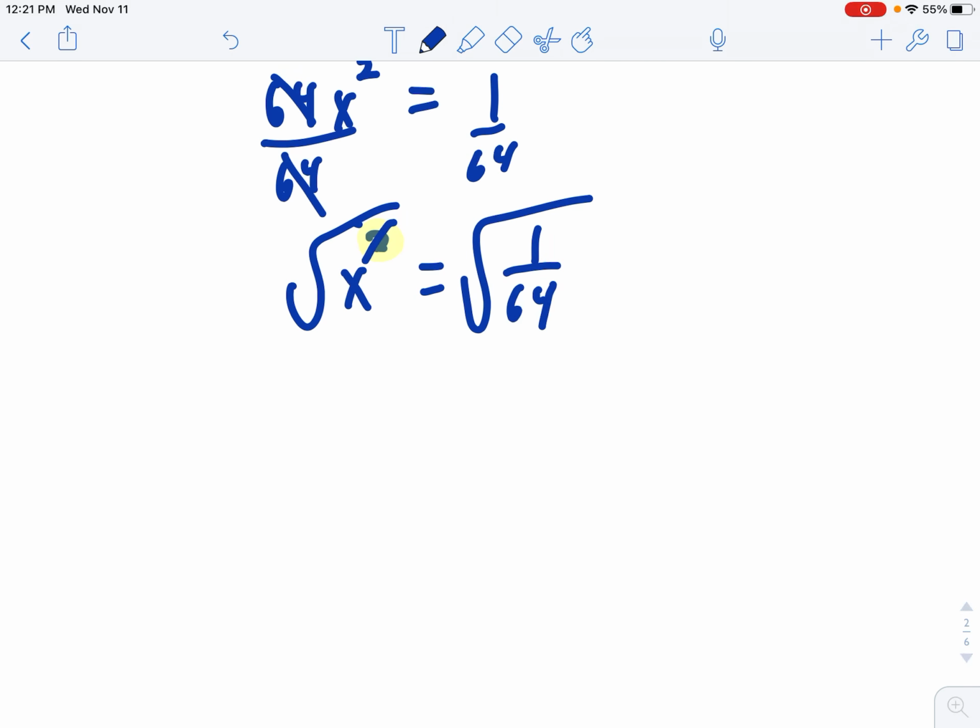That cancels that out. You get x equals... Okay, when you use a square root, you get a plus minus. That's automatic. That's always going to happen. What's the square root of 1 over 64?